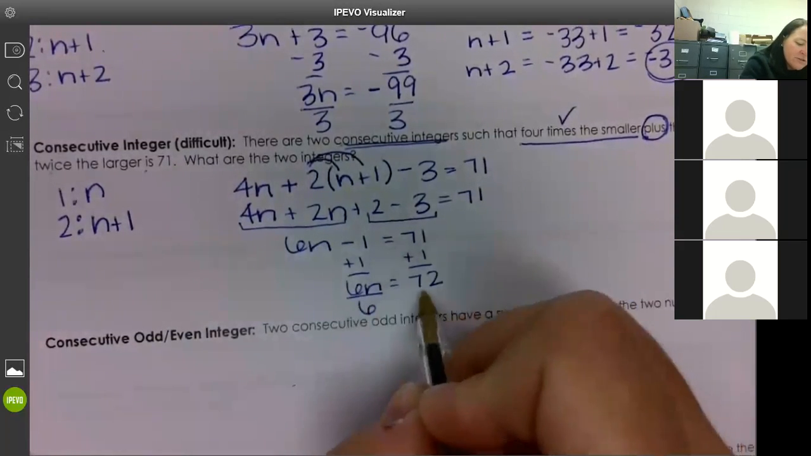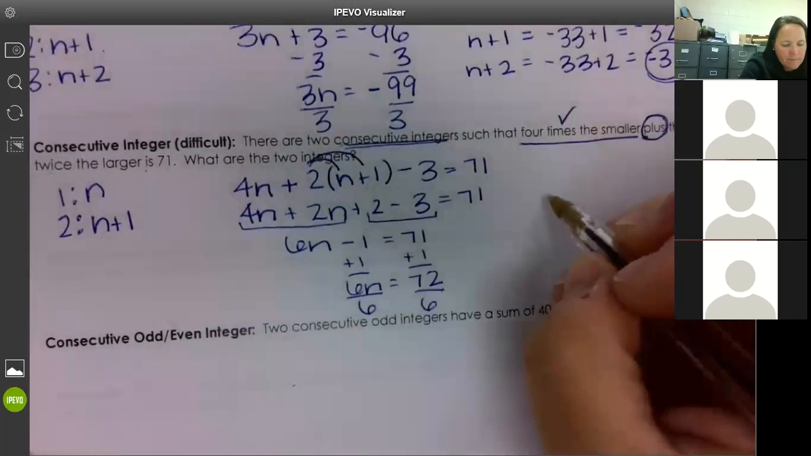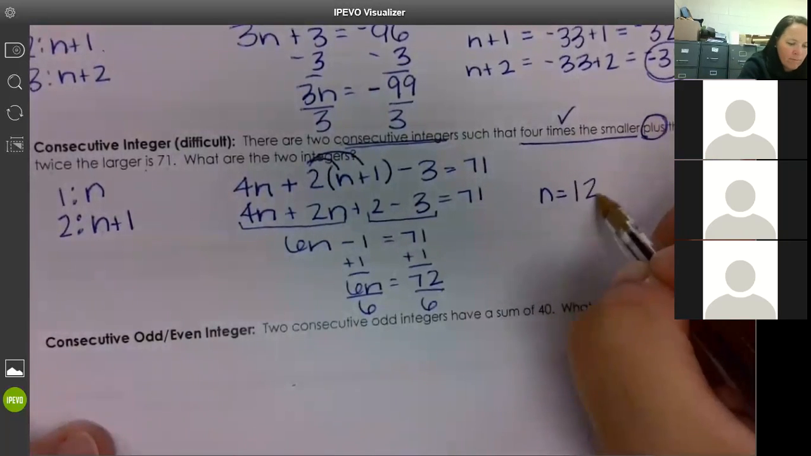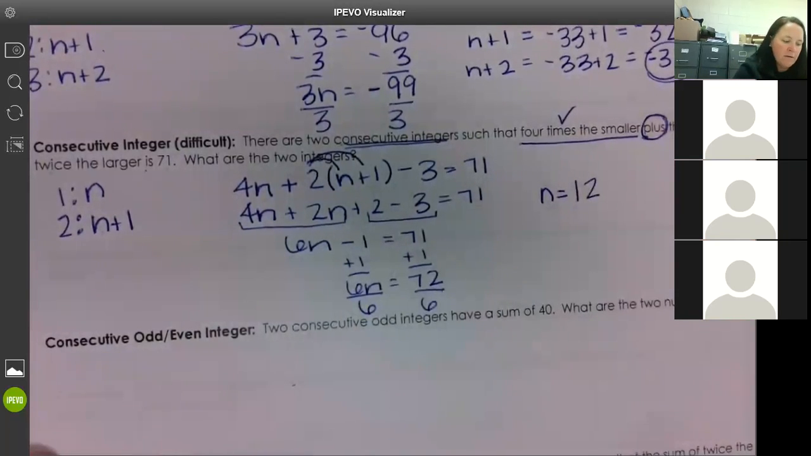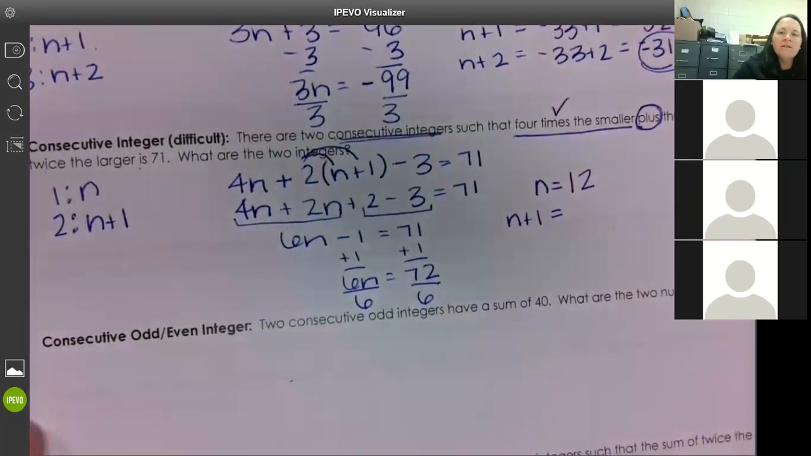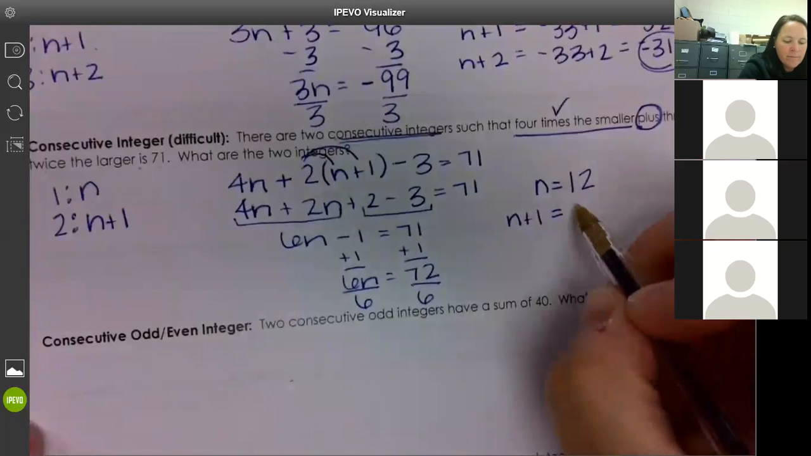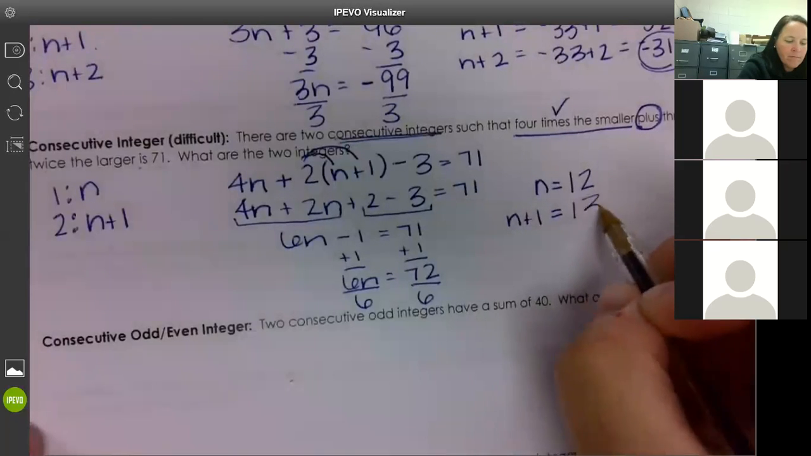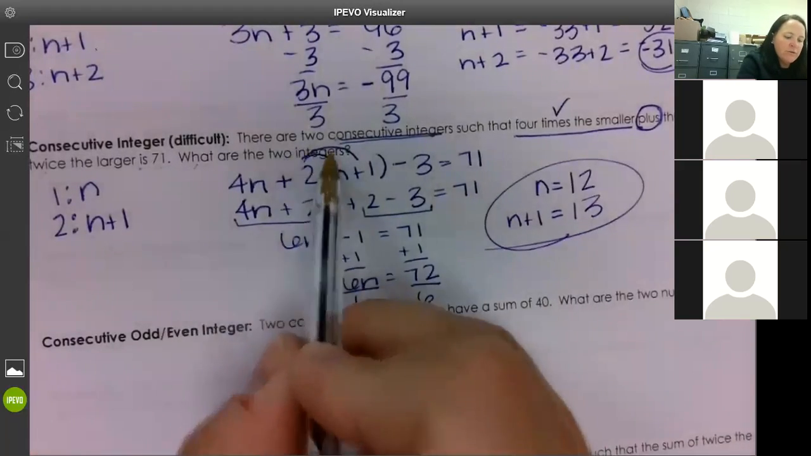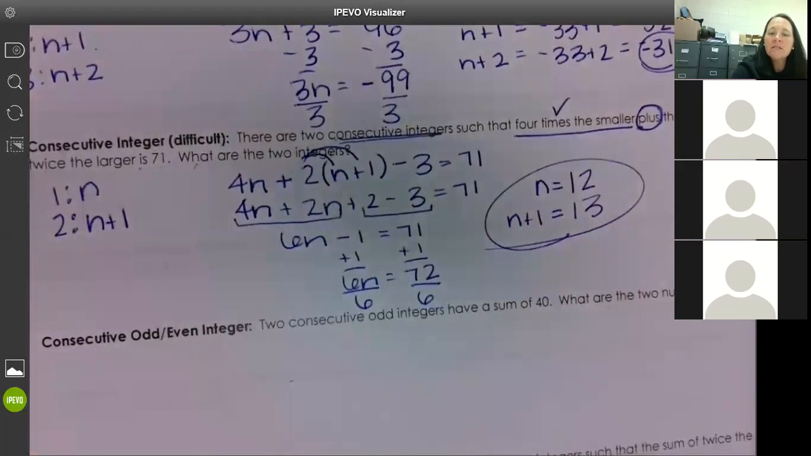And then you're going to divide. What is 72 divided by 6? 12. So that's your first one. To get your second one, remember we do n plus 1. What is 12 plus 1? 13. It asked what are the 2 integers right here. What are the 2 integers? Those are your numbers. That's it. Okay, so the hardest part was writing that equation out. The solving should be easy at this point.